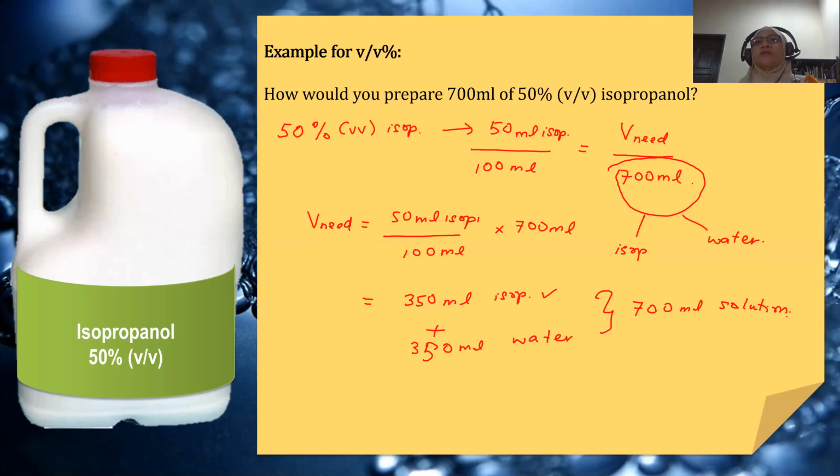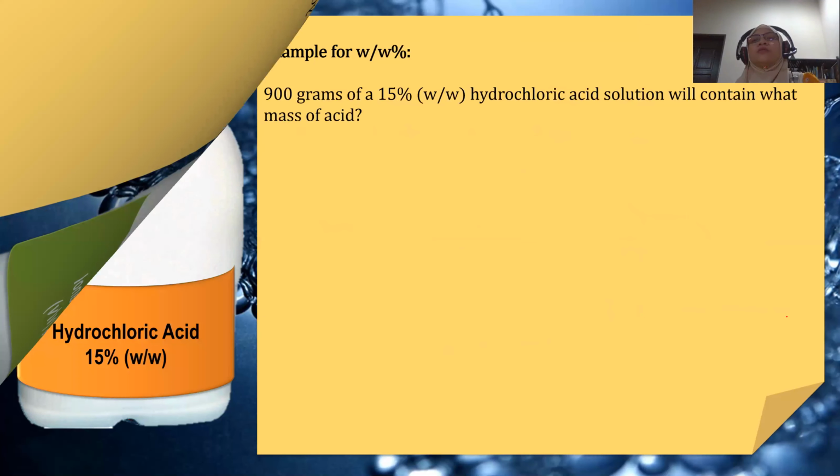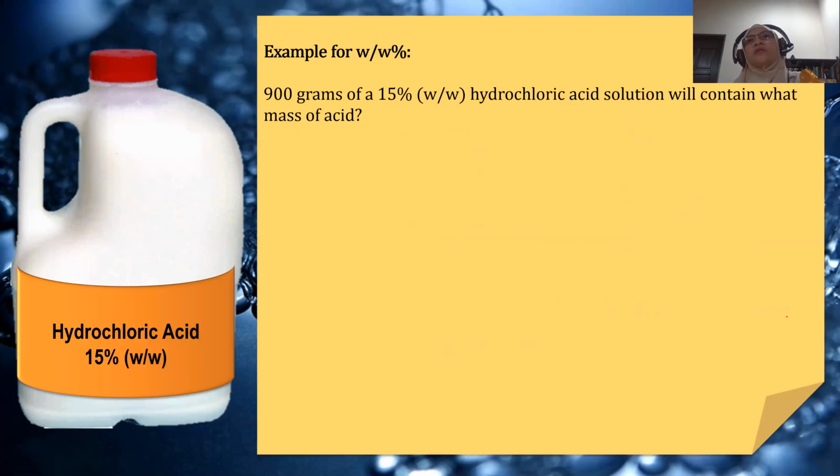Okay, so that's to get the final volume. Now let's look at the next example, where it uses weight percent solution. Here, 900 gram of 15% weight hydrochloric acid solution will contain what mass of acid?